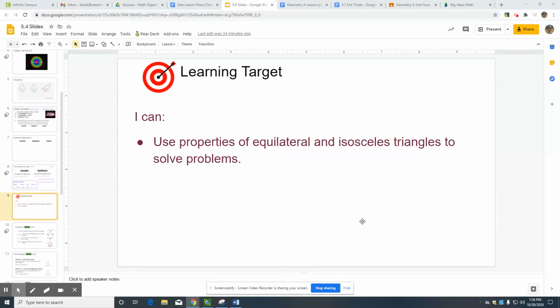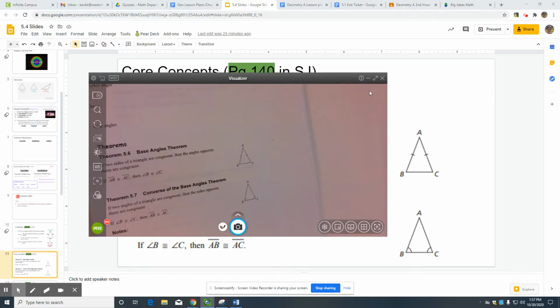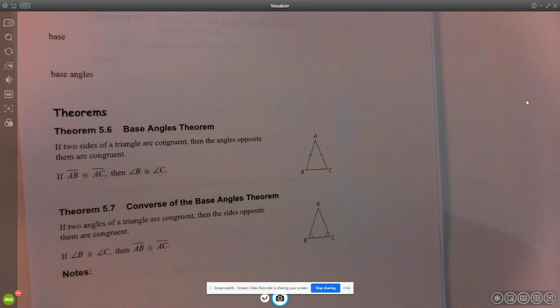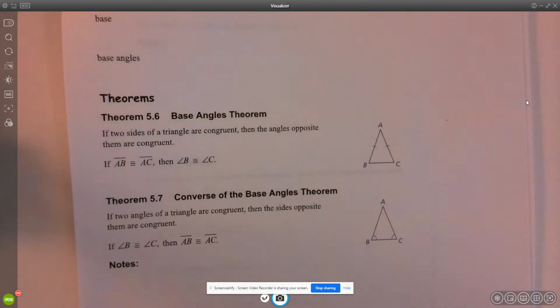In this video for lesson 5.4, we're going to be using properties of isosceles triangles to solve problems. So we are going to head to page 140 in your student journal. On page 140, we just want to review our base angles theorem and the base angles converse theorem.